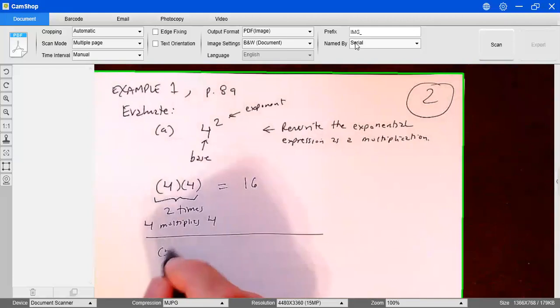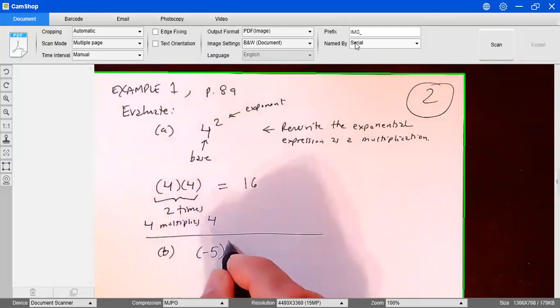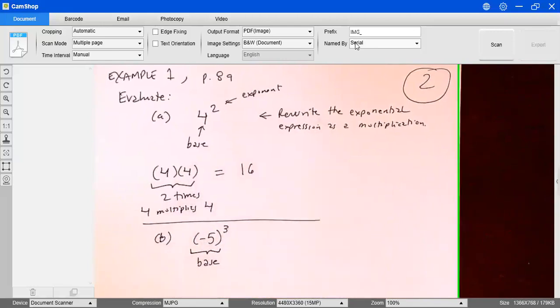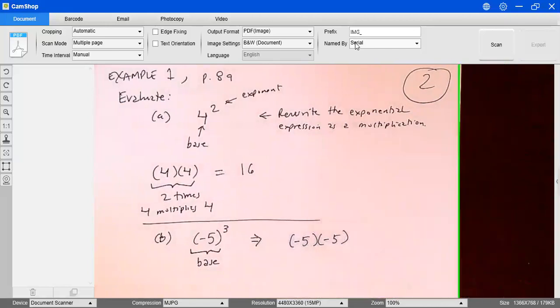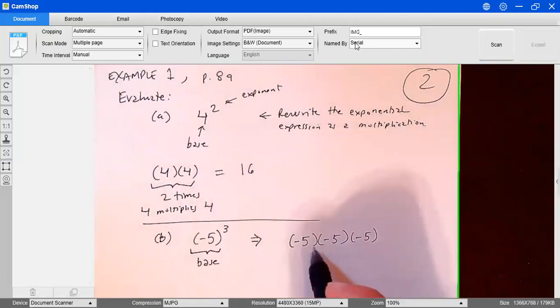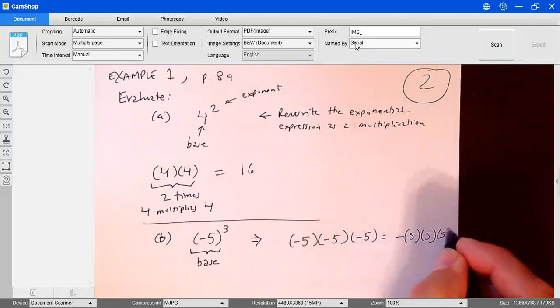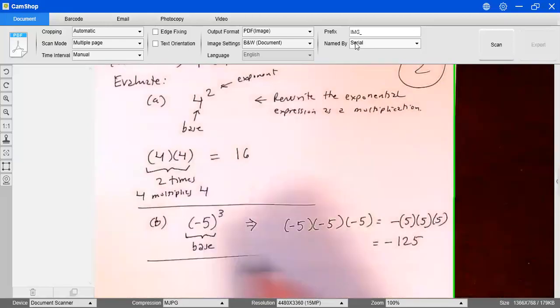Then we have part B, the next part of the example, (-5) to the third power. Here the parenthesis is very important because the parenthesis is telling you that the base is -5. So the base -5 is going to multiply itself how many times? 3 times. So we're going to multiply -5 by itself 3 times. Now, remember the rule of signs. When you have an odd number of negative numbers, then the result is going to be negative. Then you just have to multiply 5 times 5 times 5, the absolute values. So the answer is going to be -125.